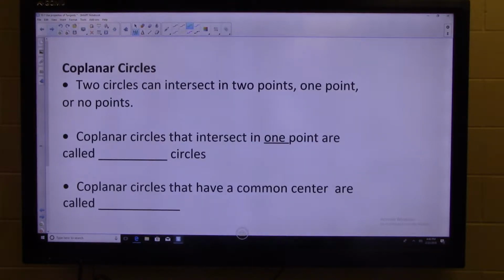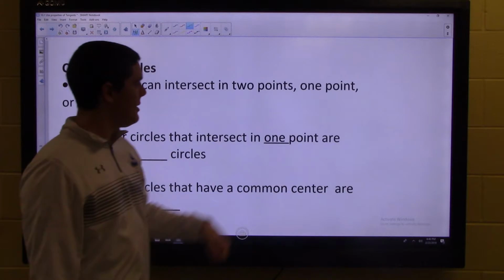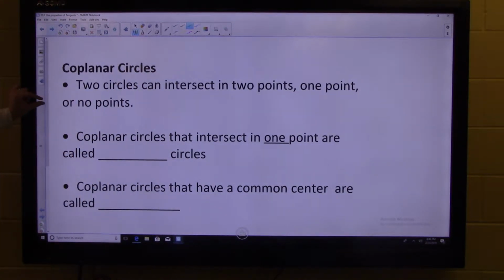Next thing, let's talk about coplanar circles. So, coplanar circles. First of all, the first fact you need to know is two circles can intersect in 3 different ways. They can intersect in 2 points, they can intersect in 1 point, or they can intersect in no points. So they might not intersect at all, so that would be no points.